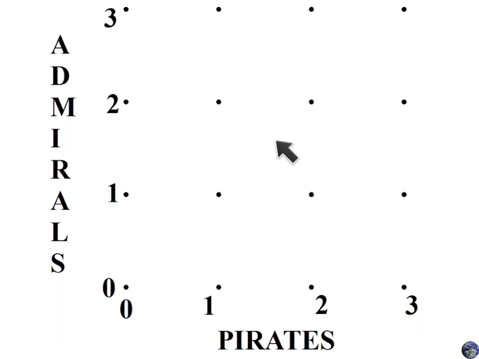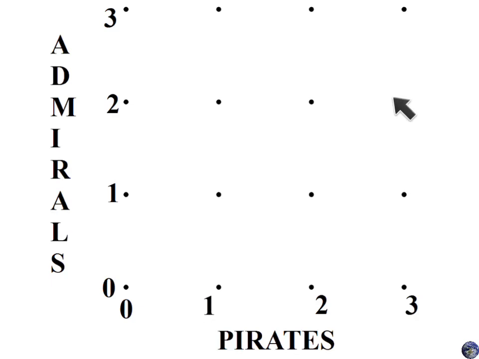Alright, so here's the start of the graph that I was referring to. Each one of these points represents a potential state that the puzzle could be in. So, for example, if we were looking at this dot right here, this means that we have 3 pirates, because it's in the pirate column, and 2 admirals, because it's in that row right there for the 2 admirals, and we're on the original beach with the rowboat. That's what this is saying.